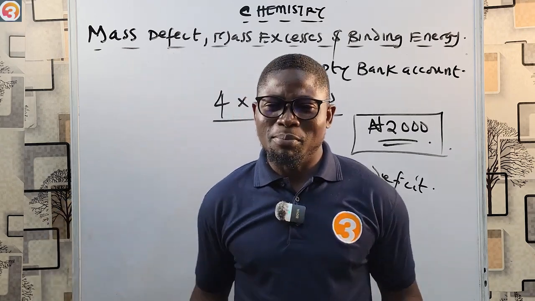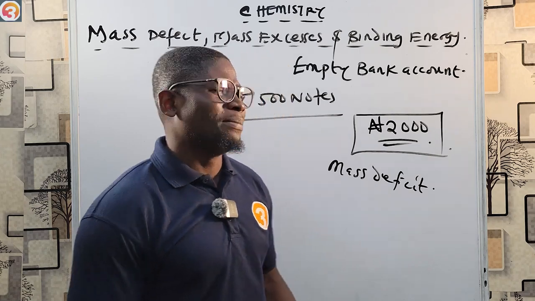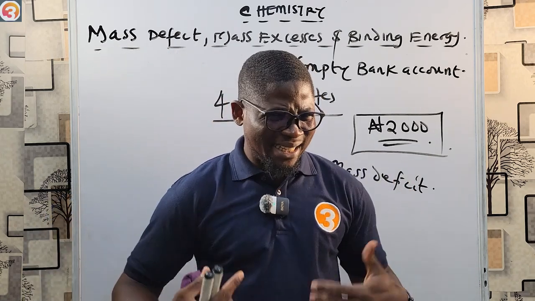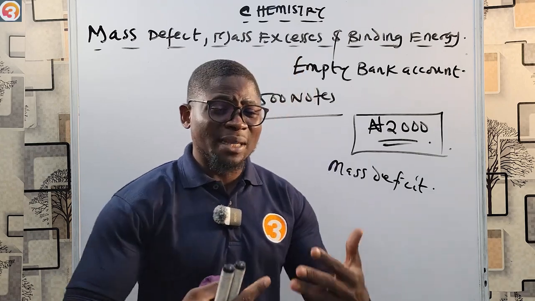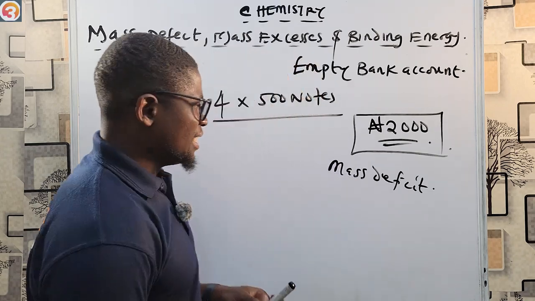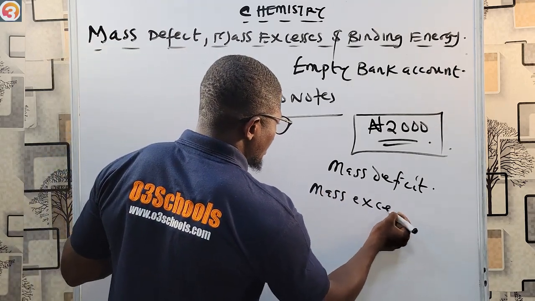So you go to the bank and tell them, it is 2,000 naira I deposited, but I'm seeing 2,100 naira. That means you are seeing more than you expected. You expected to see 2,000, but you are seeing 2,100 naira. So in that case, we call it mass excess.